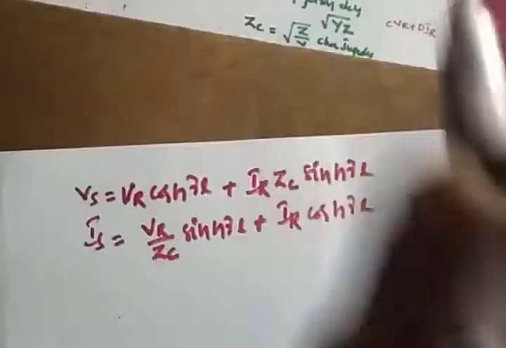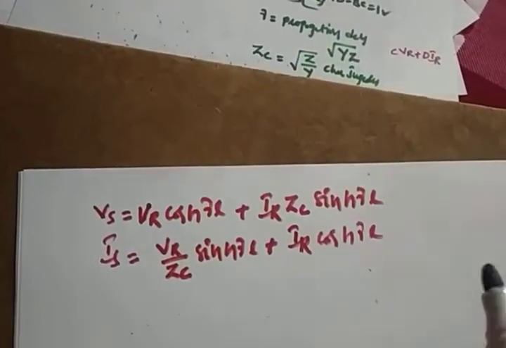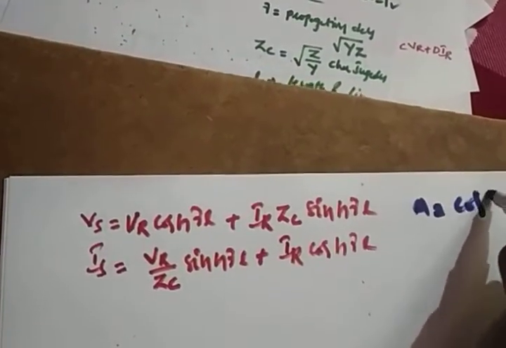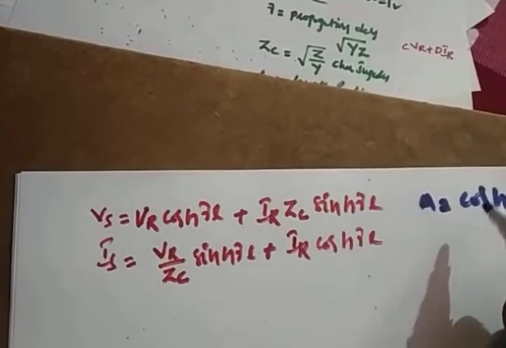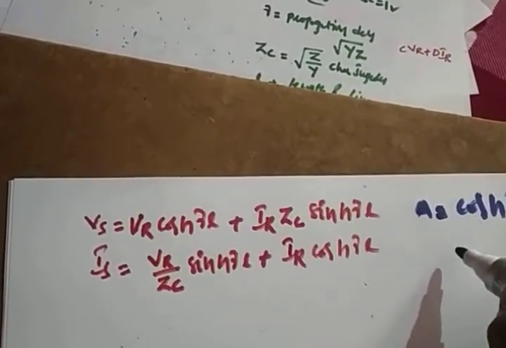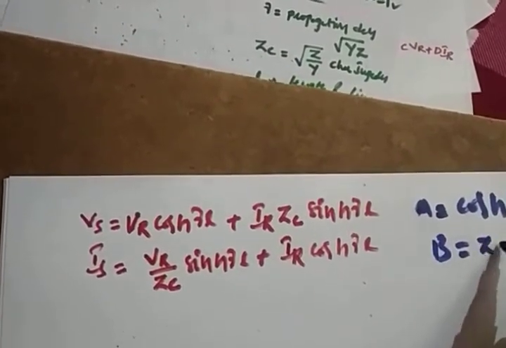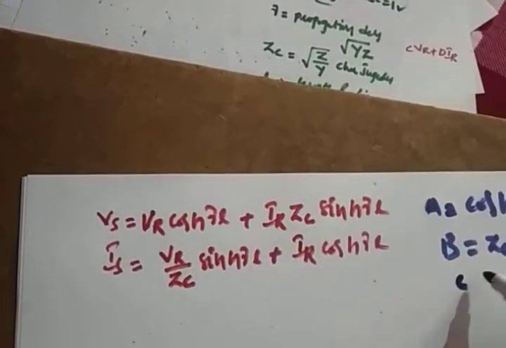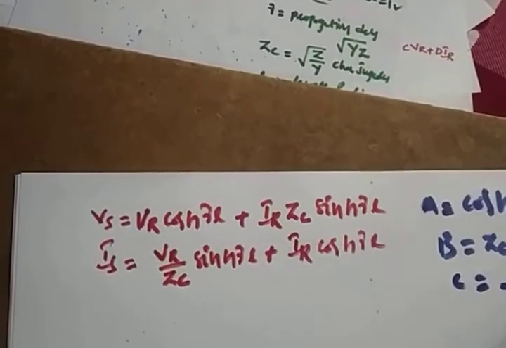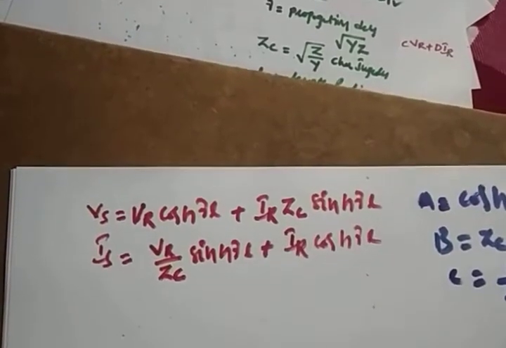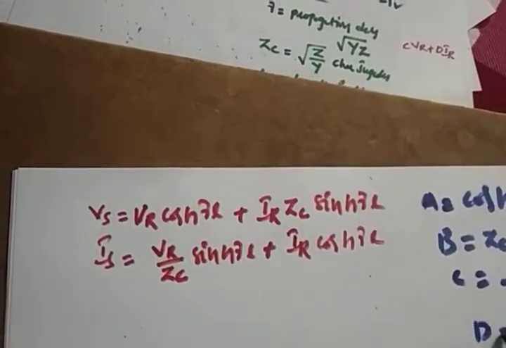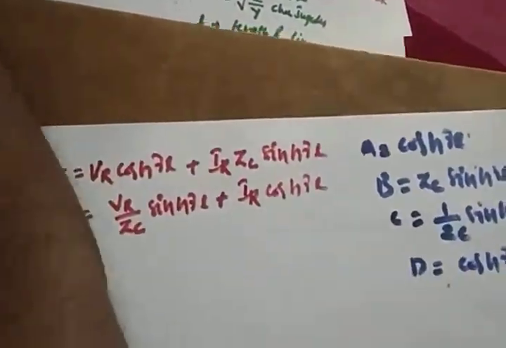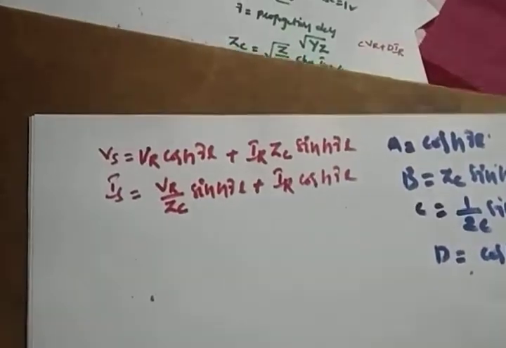From this you will know that A is nothing but cosh(γL). B is nothing but ZC sinh(γL). C is equal to 1 by ZC sinh(γL). D is cosh(γL). Right? You know the ABCD values.